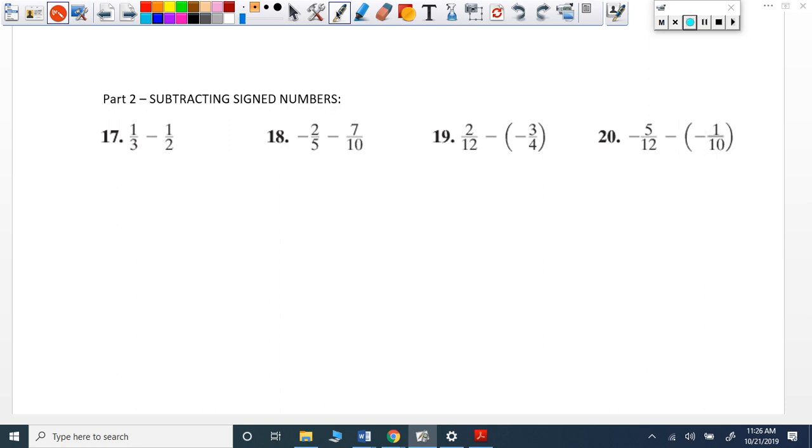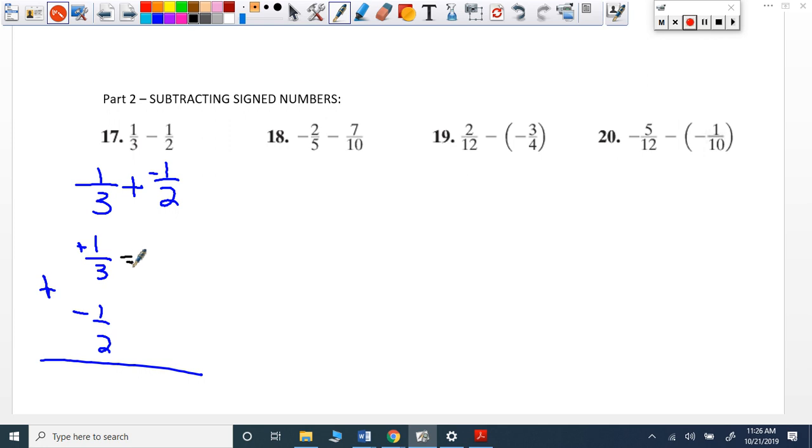Who remembers the rule for subtracting? What do you change the subtraction to, Serenity? Yeah. So this guy, 1 extra step. It would be 1/3 plus the opposite, or negative 1/2. So when I write them vertically and add them, anybody have any idea what my common denominator would be? Brennan? 12.